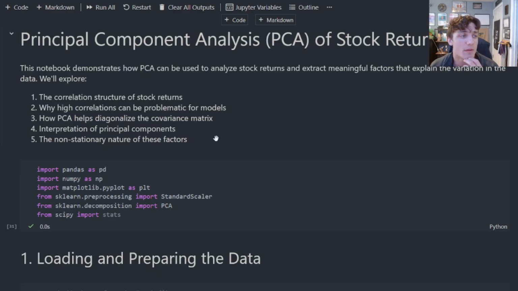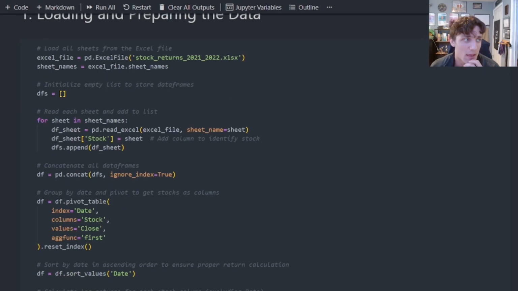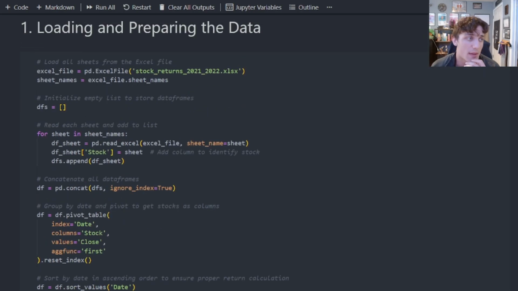So the first step is going to be to import the necessary libraries. Naturally, we're going to use pandas, numpy, matplotlib. I'm going to also import the standard scaler and PCA from sklearn. We probably won't be needing scipy, but I have it there just in case. The first thing we're going to do is load in the data.